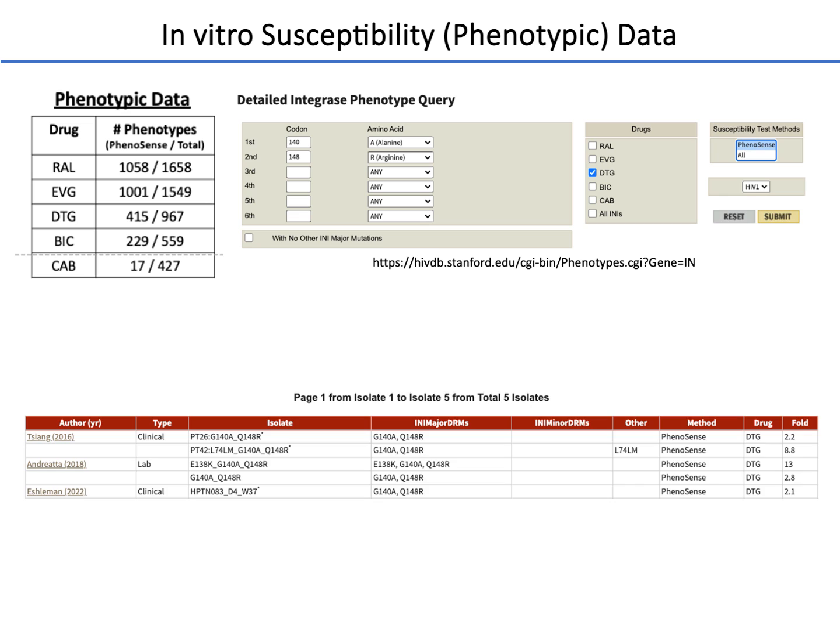The figure below shows how the results are presented, with the mutations divided into the categories major, minor, and other. The fold reduction in susceptibility is shown at the far right. The highest fold reductions of 13 and 18 occur when additional mutations are present, E138K and L74M in these 2 examples.